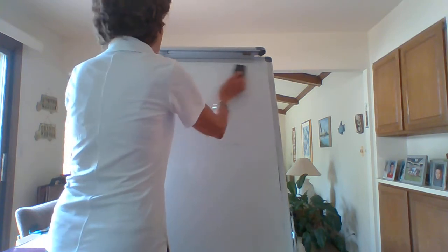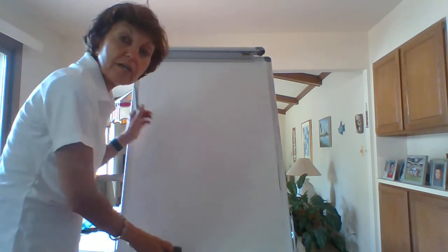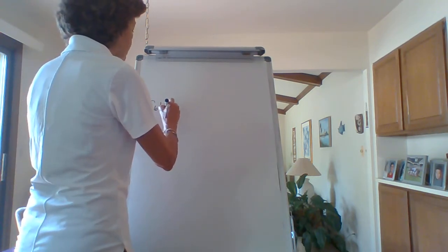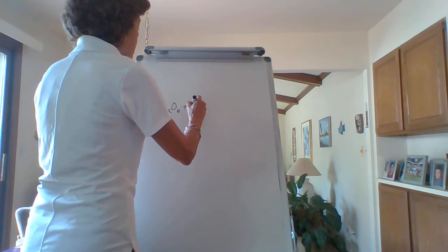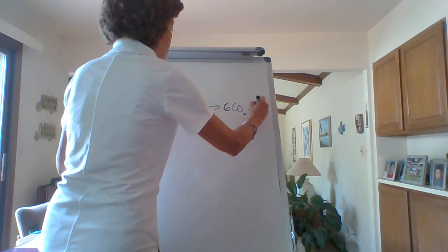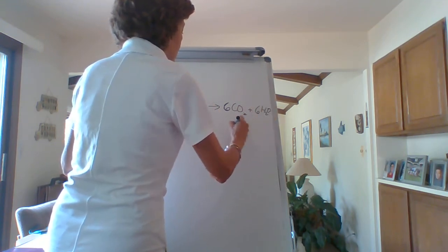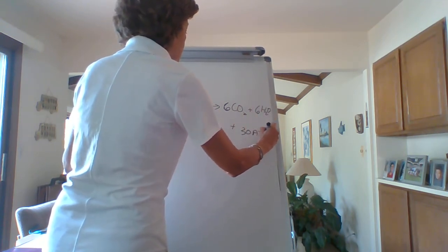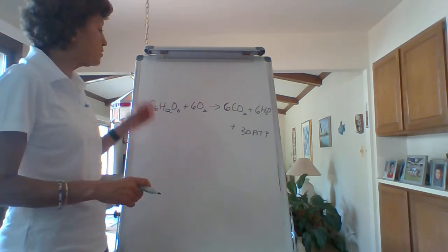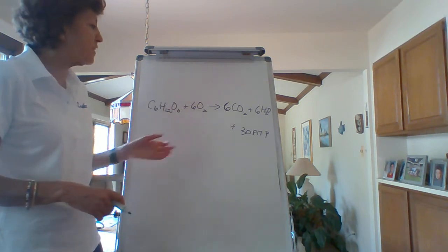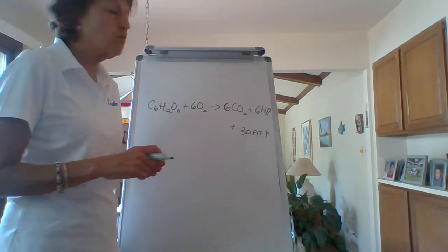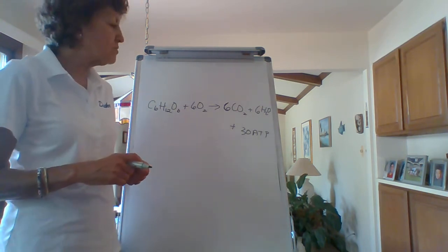If you've had a bio class, you've heard of cellular respiration. Basically, you've got glucose, C6H12O6, plus oxygen will give you 6 carbon dioxide, 6 water, and 30 ATP. So this is the general thing that we're going for here. You're going to have a mole of glucose reacting with 6 moles of oxygen gas to produce 6 moles of carbon dioxide and 6 moles of water and 30 moles of ATP.